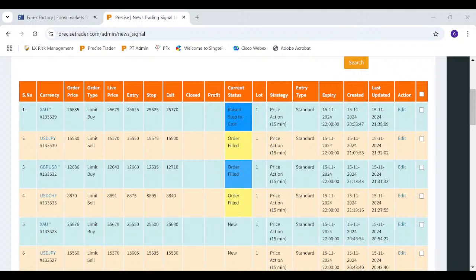So let's see. Now we are holding gold long, dollar yen short, which is losing. Pound is also losing about 17 pips. Dollar Swiss and euro dollar we closed at cost because we don't want to have too much risk. So these four trades we will try to manage. Okay, let's go one by one. Gold.